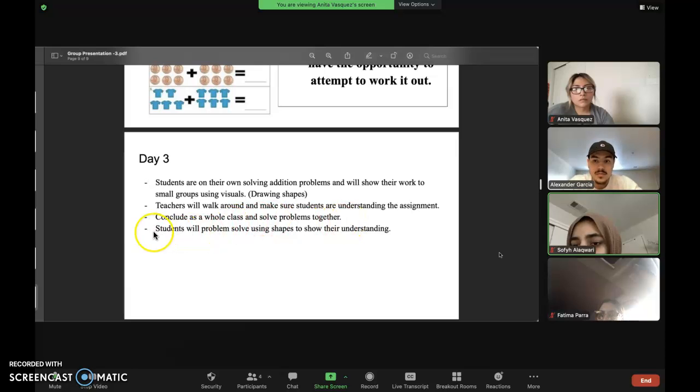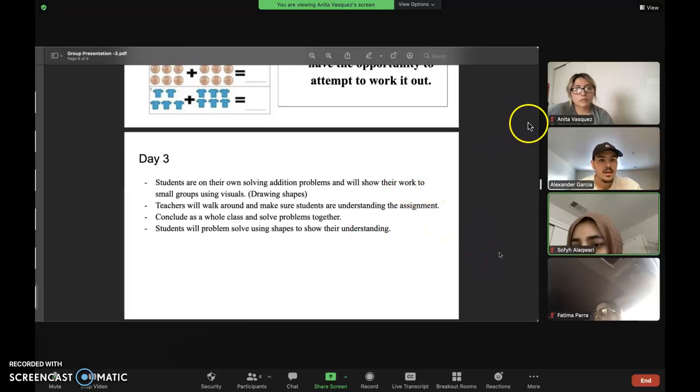And then students will problem solve using shapes to show their understanding. So within the small groups, I had already stated how they're going to use circles, triangles, and squares. They're going to draw those out and use those as their tools for reasoning and showing their thought processes. And then they're also going to do that up on the whiteboard. So when we do call on those students to participate, they're going to come up and actually write on the board using those tools.